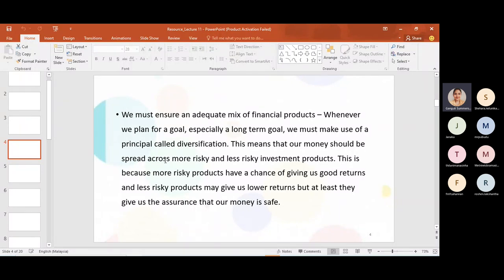Okay, so what I was trying to tell you is that you should invest your money both in more risky projects and less risky projects. Without limiting it to one, you have to invest both in more risky and less risky projects.